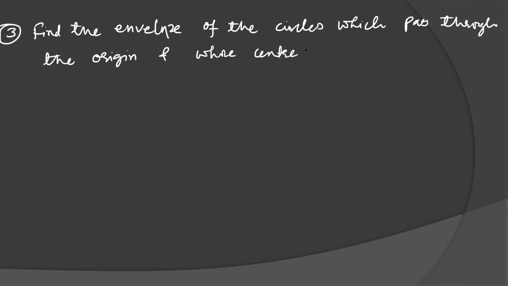Problem 3 I am giving you. Find the envelope of the circles which pass through the origin and whose centers lie on the ellipse x square upon a square plus y square upon b square equal to 1.